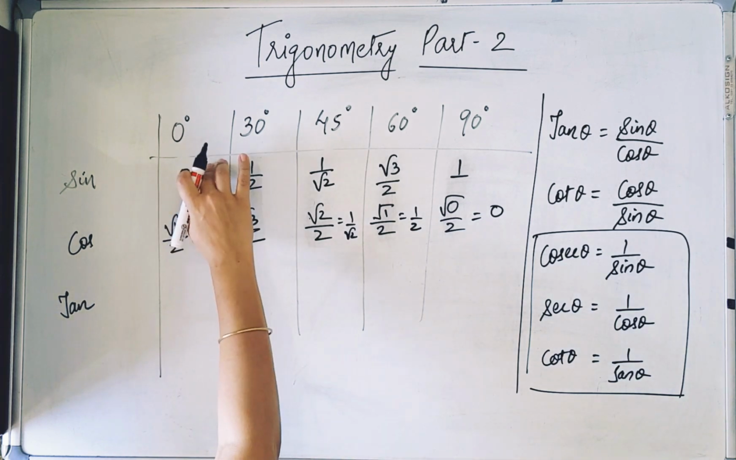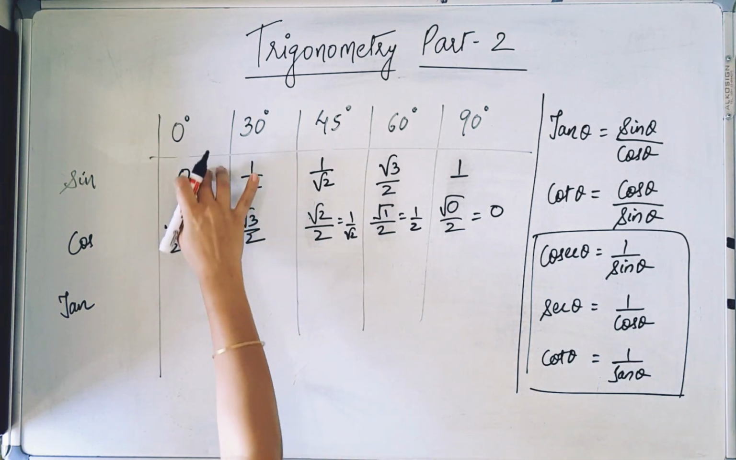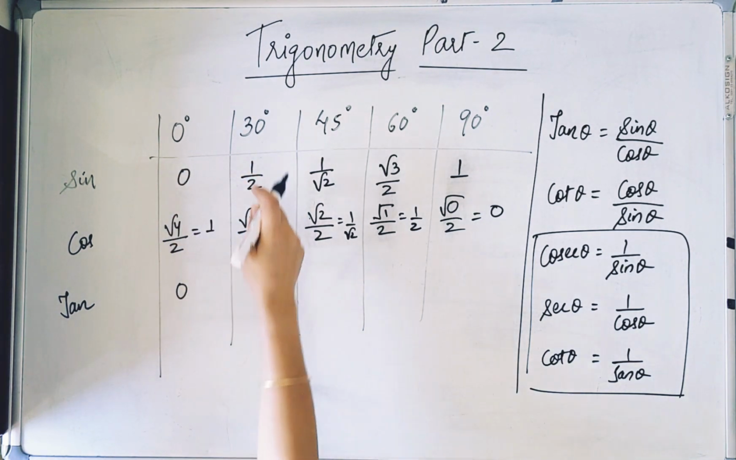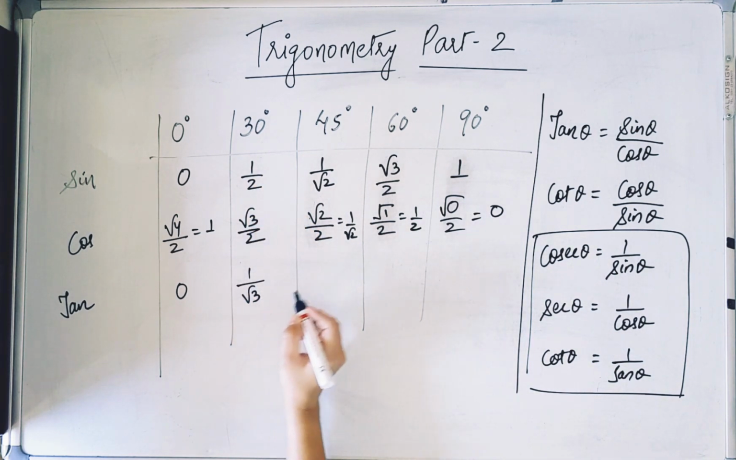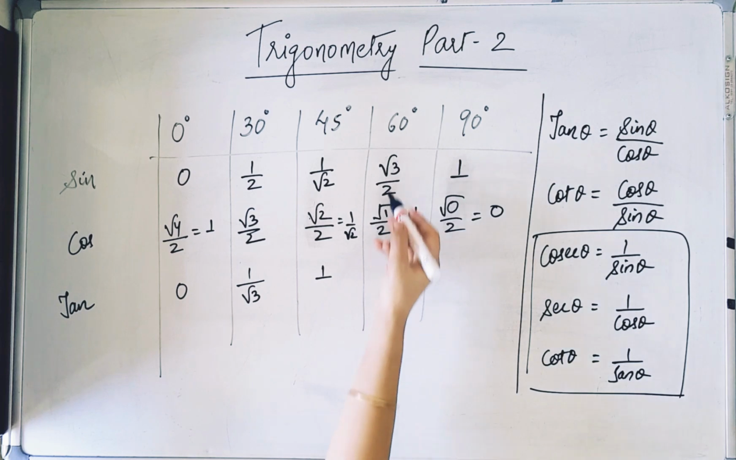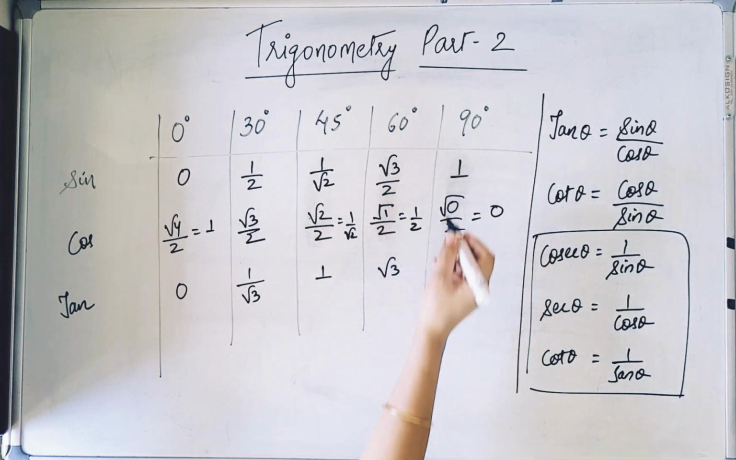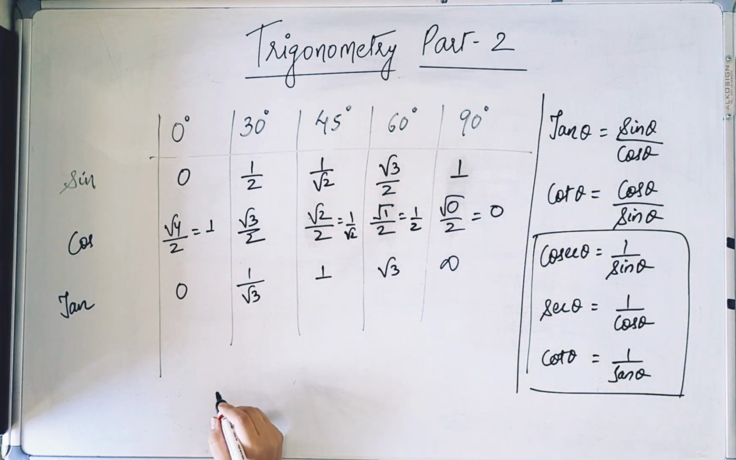Now tan theta: 0 by 1, sin by cos. 0 by 1 is 0 only. 1 by 2 upon √3 by 2, so it will be 1 by √3. Here we will get 1. Then we will get √3, and 1 by 0 is not defined.